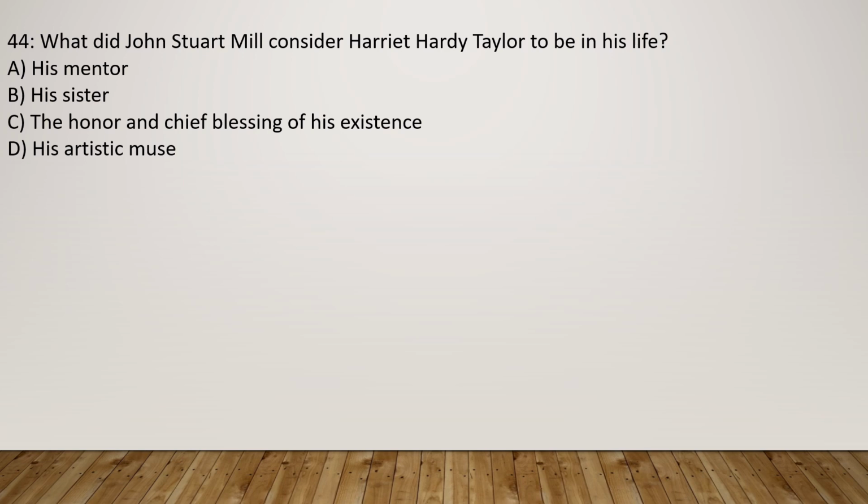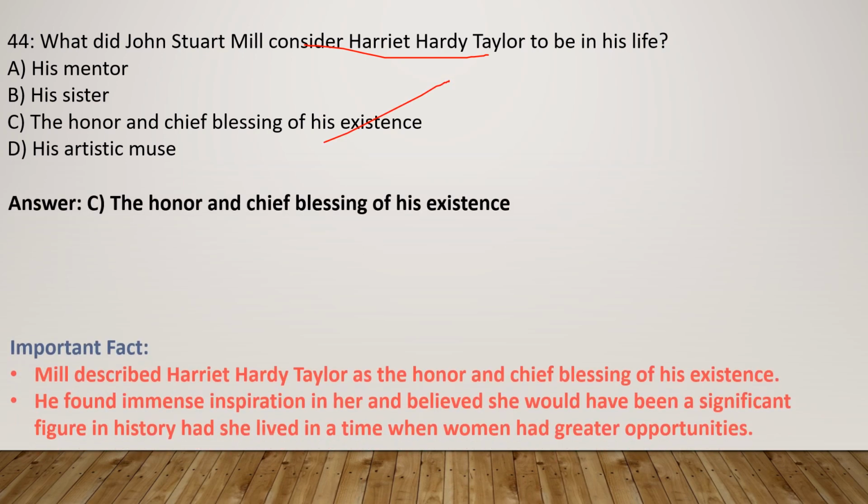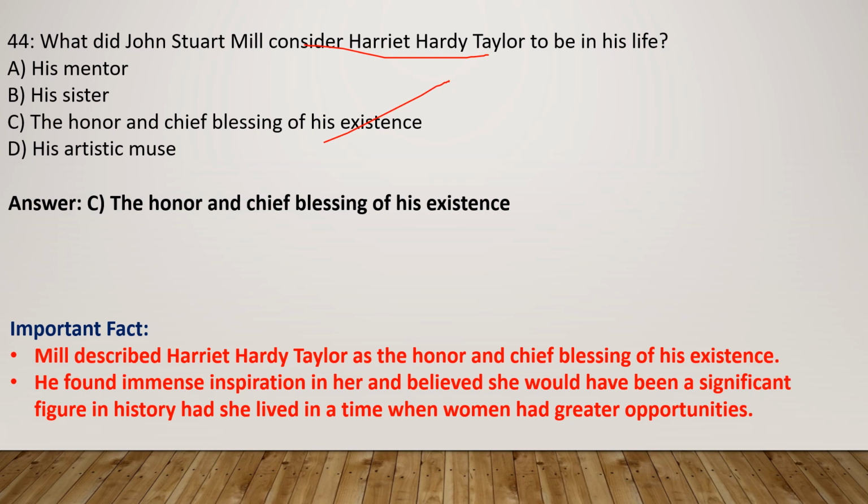What did John Stuart Mill consider Harriet Hardy Taylor to be in his life? The honor and chief blessing of his existence. Option C. Mill described Harriet Hardy Taylor as the honor and chief blessing of his existence. He found immense inspiration in her and believed she would have been a significant figure in history had she lived in a time when women had greater opportunities.